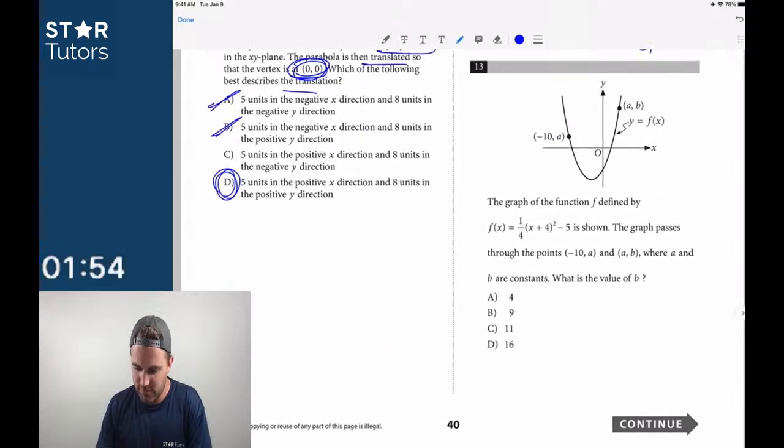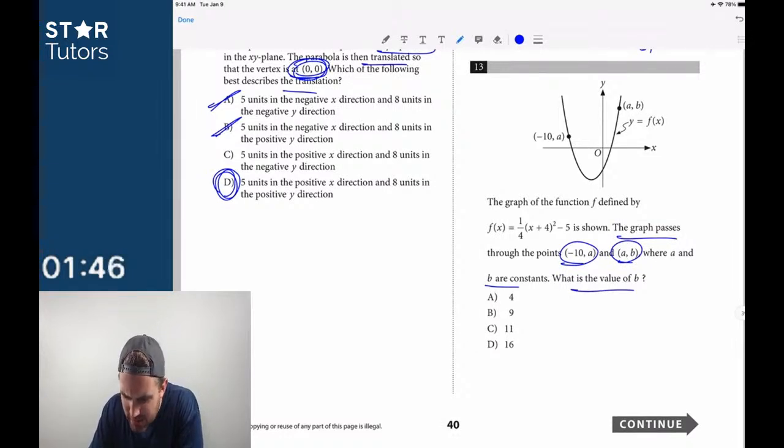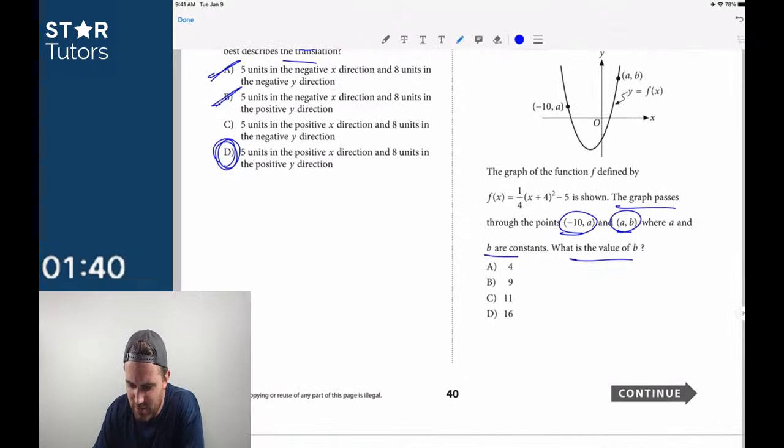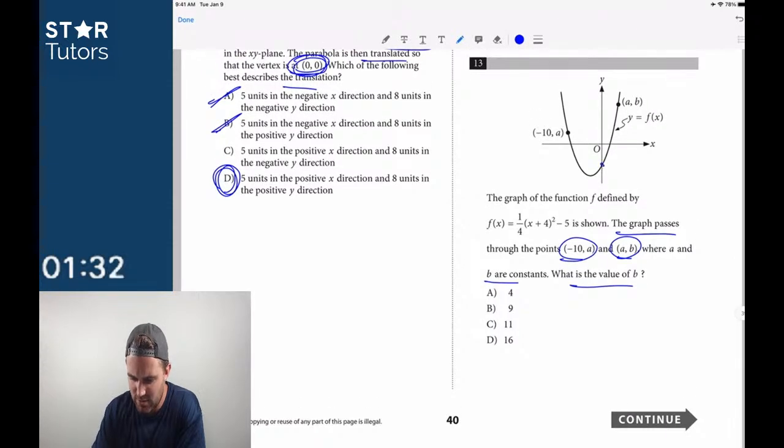Okay, let's see, the graph of the function is defined. The graph passes through the points negative 10a and ab, where a and b are constants. What is the value of b? Negative 10a, ab, let's see. Just based on this graph, we know it's going to be going up pretty substantially. Oh, minus 5, so it goes here, right? Negative 10, there's not good left, I can plug this in, I think.